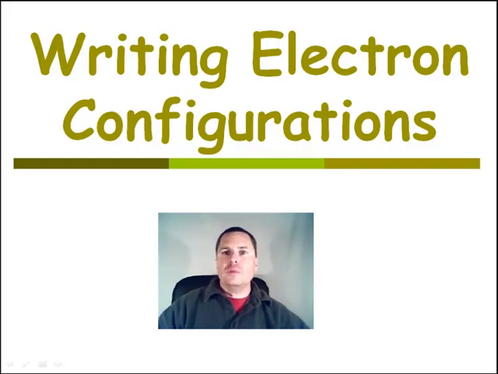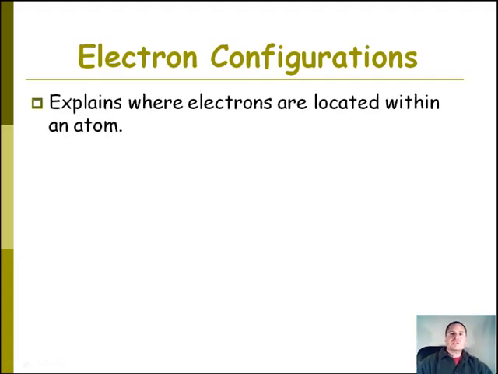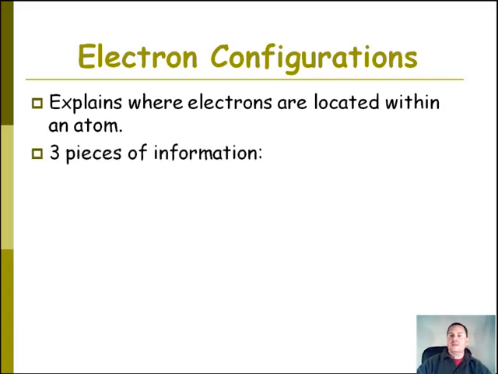And all those help explain where we're most likely going to find the electrons. We call this the electron configuration. It's kind of like the electron's address. It explains where the electrons are most probably going to be located within an atom.